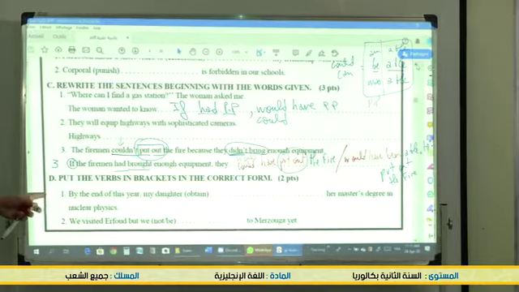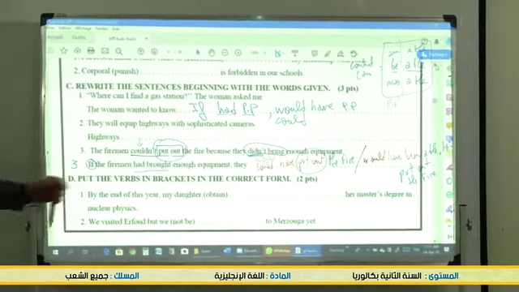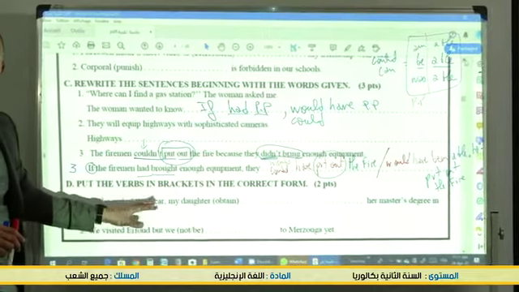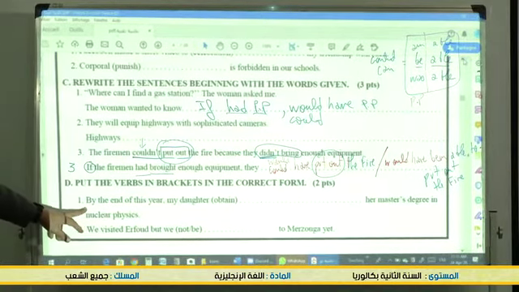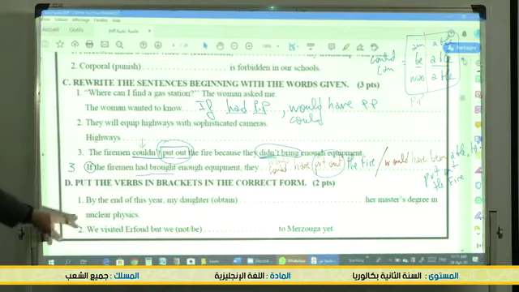So, tenses: put the verbs in brackets in the correct form. By the end of this year, my daughter obtained her master's degree in nuclear physics.